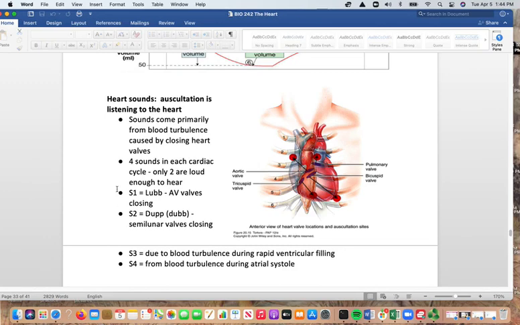So S1 or lub corresponds to the AV valves closing. S2 or dub is going to correspond to the semilunar valves closing. S3 is the blood turbulence when the ventricles are filling. And S4 is turbulence during atrial systole.